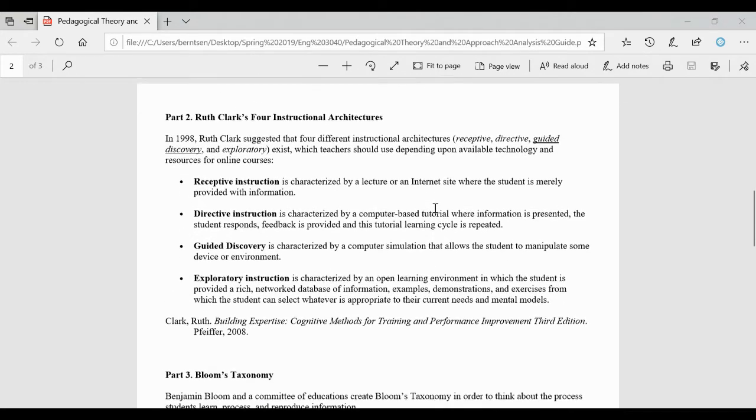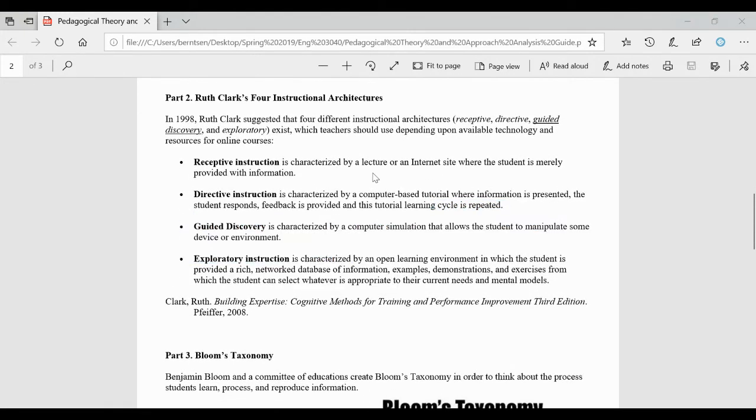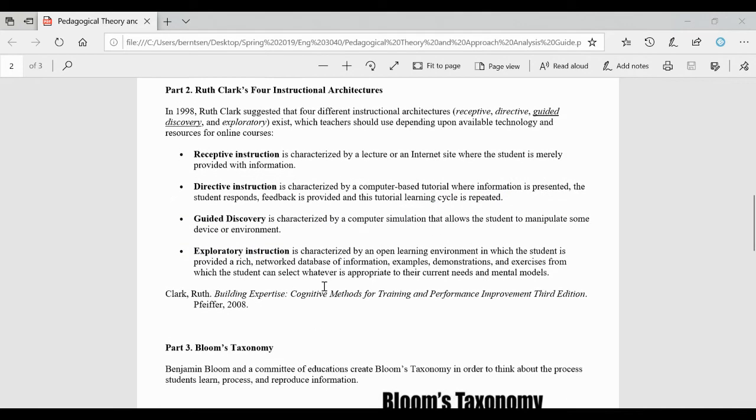Models and so forth. So I think of Quizlet and so forth. That kind of stems from Clark's ideas. And again, this comes from Building Expertise: Cognitive Methods for Training and Performance Improvement.